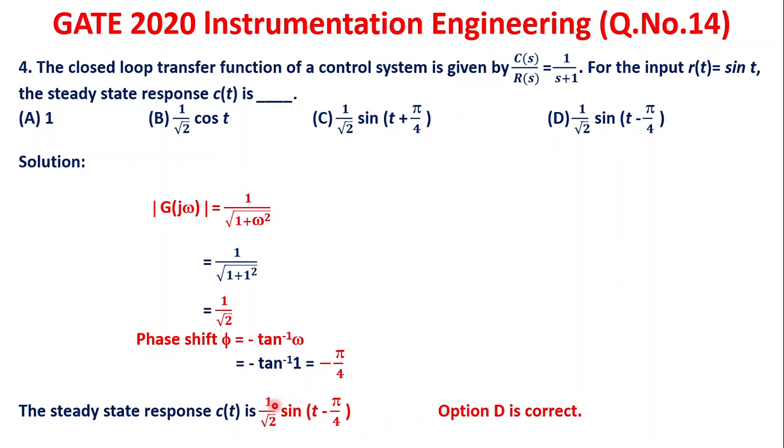So the input is sin t, therefore the output is also a sine, but because of this phase shift, the steady state output will be lagging behind the input by pi by 4. So it is sin of t minus pi by 4. So option D is correct.